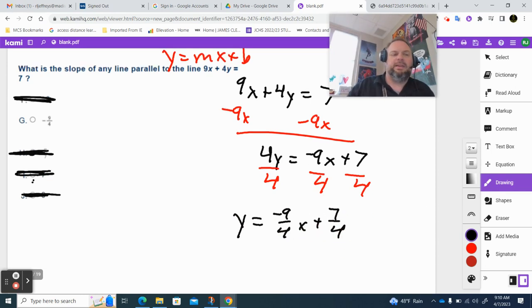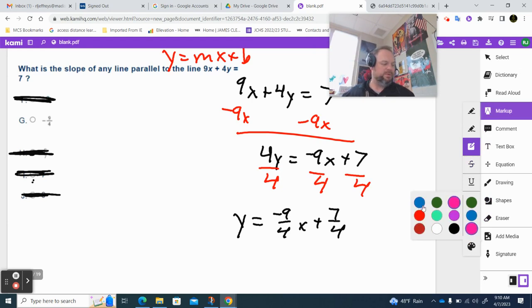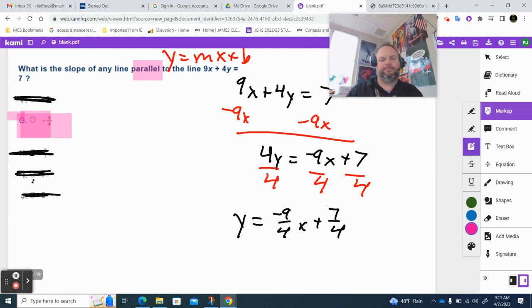It does help us if we do know what parallel means. Parallel means same slope. As we went through looking for stuff, the perpendicular one wasn't even an option. So there's our answer.